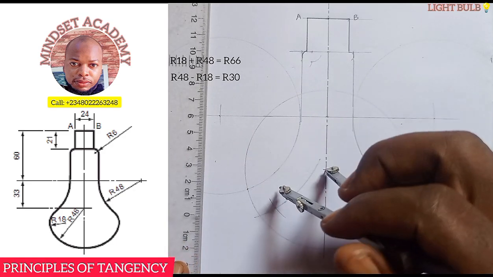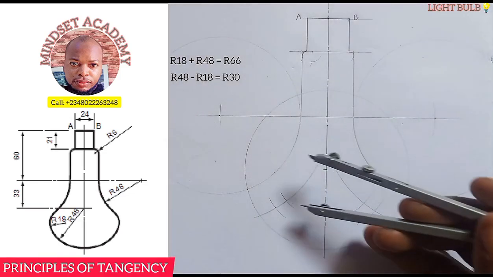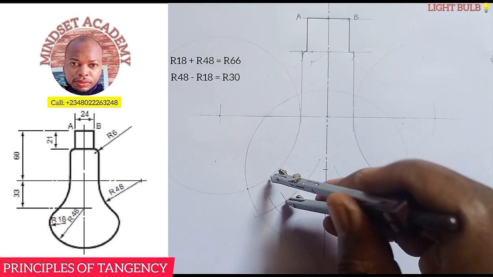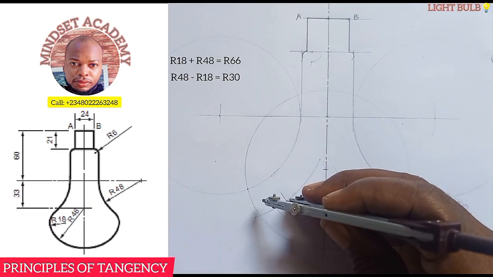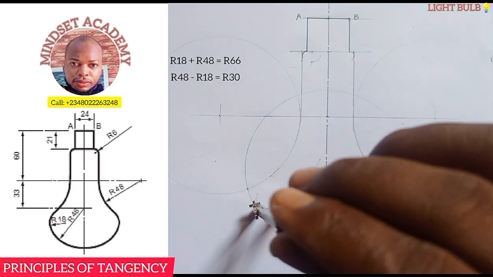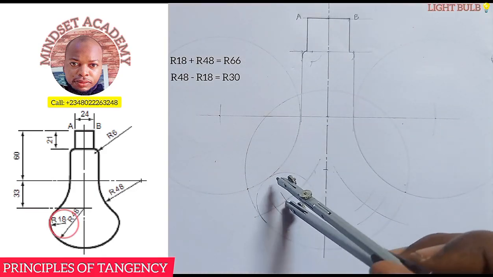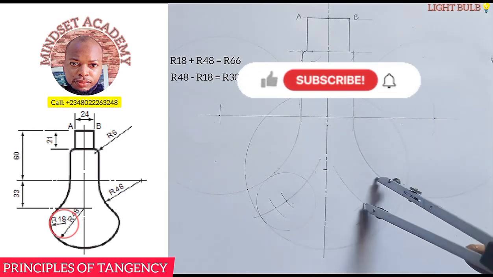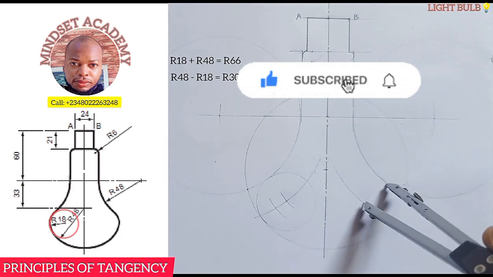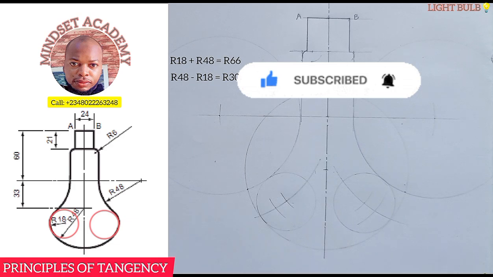And I'll place it here and I'll strike an arc. Yes, this is how I'll strike the arc. 30 here and here. So when I place it at this point where they meet, this is what I will have. We have another circle here. Can you see that? I'll come here also, I'll do the same thing. We have another circle here. Can you see that? So we're making 4 circles.